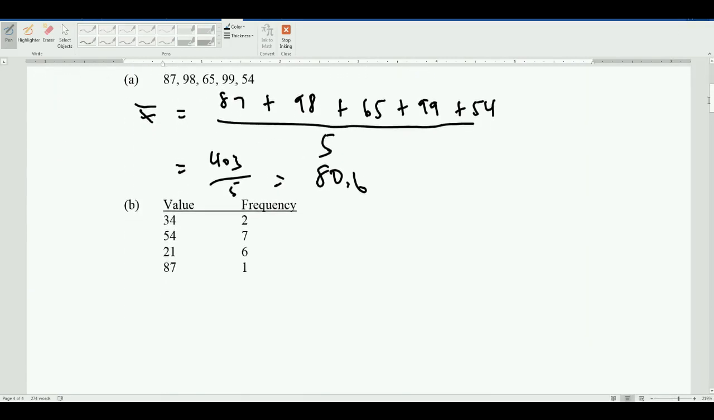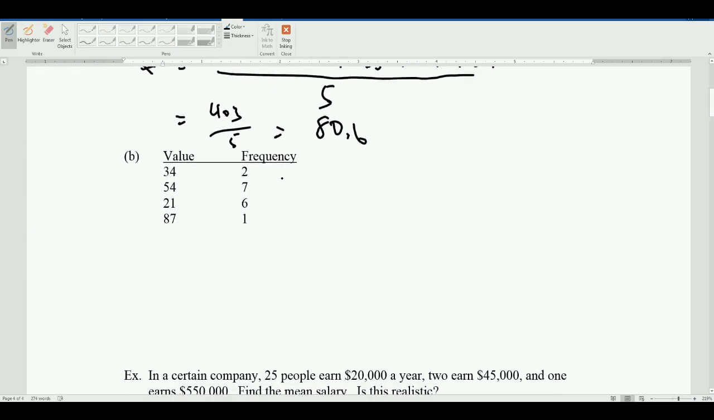Now this example is a little bit different because it's in a chart form and you're given the frequencies. What that means is it's the number of times that the data values are used. So for example, this 34 and 2, that means that there's two 34s. And this 54 and the frequency of 7, that means there's 7 of those. They get all 7 of them. 1, 2, 3, 4, 5, 6, 7.